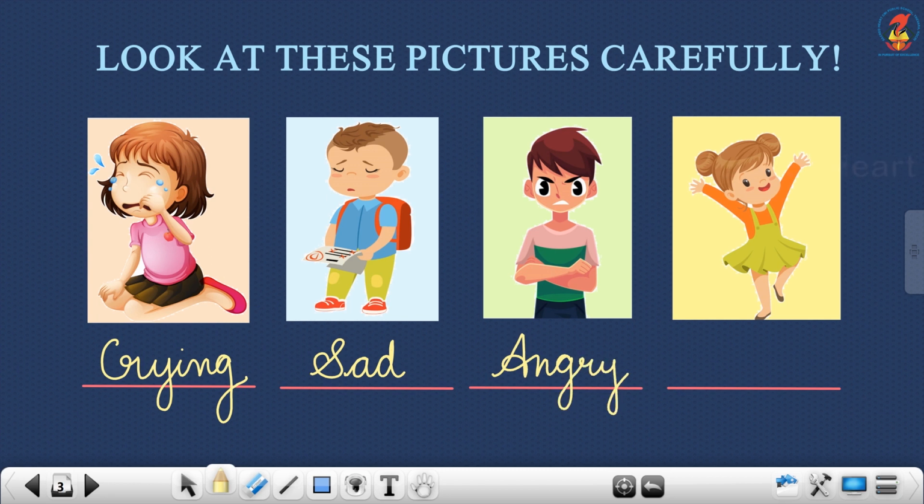Now look at the fourth picture. Yes, you can see the girl is smiling, isn't it? She is happy. So the girl is a happy child. So today we are going to learn about a poem of a happy child.